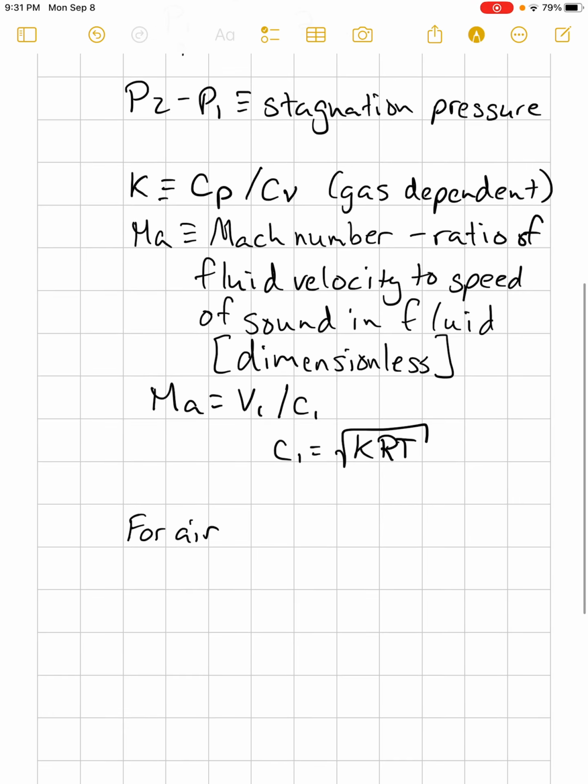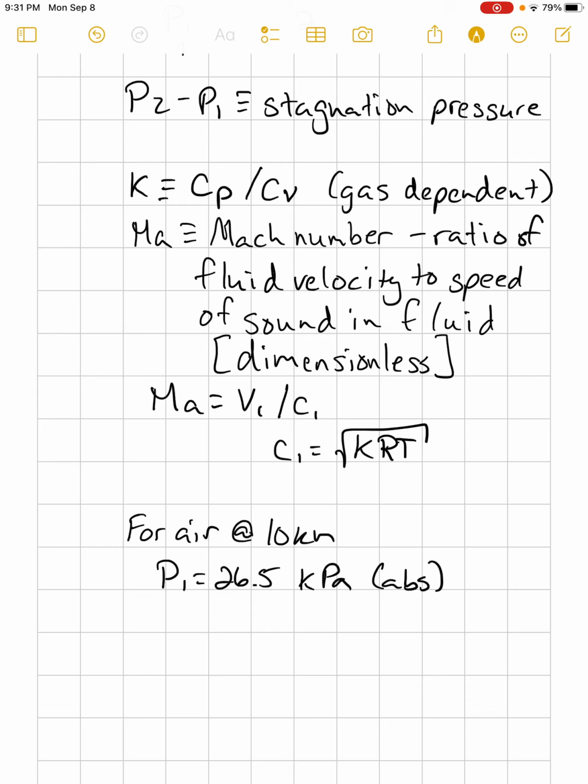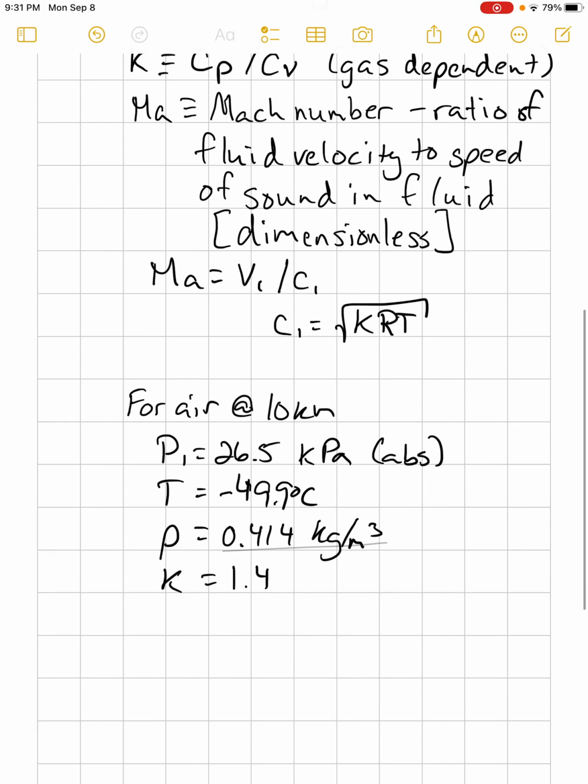I looked up the quantities, and for air, I should say air at 10 kilometers in standard atmospheric conditions, we've got the pressure is equal to 26.5 kPa. That's the absolute pressure. The temperature is equal to minus 49.9 degrees Celsius. The density is going to be 0.414 kilograms per meter cubed, and K, which again is the specific heat ratio, is 1.4 for air.